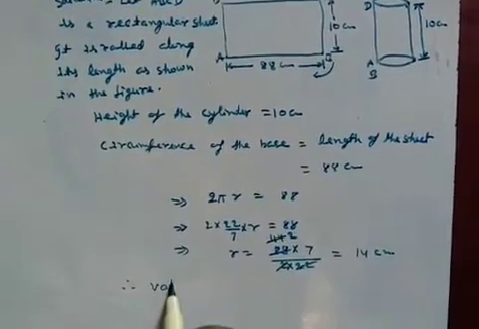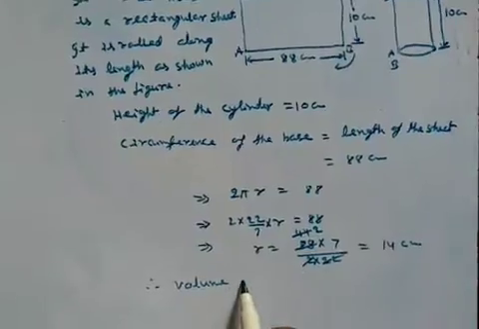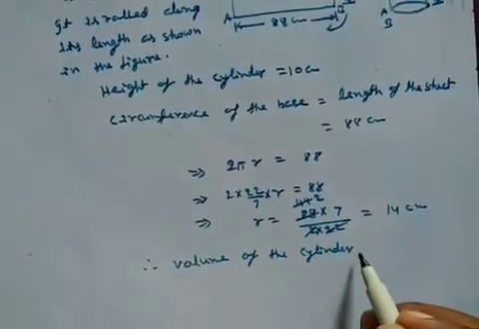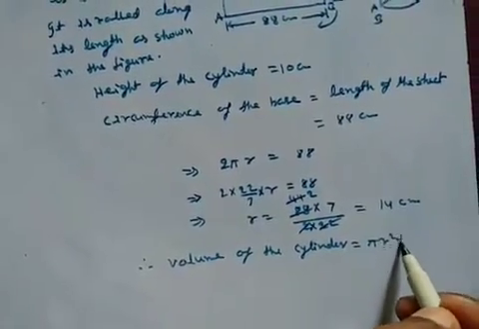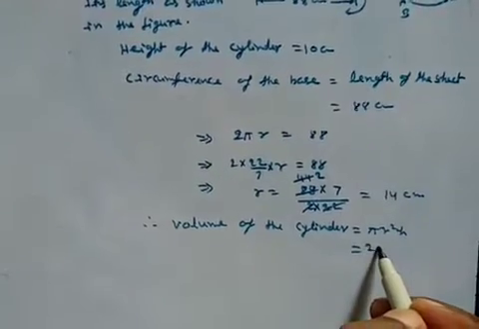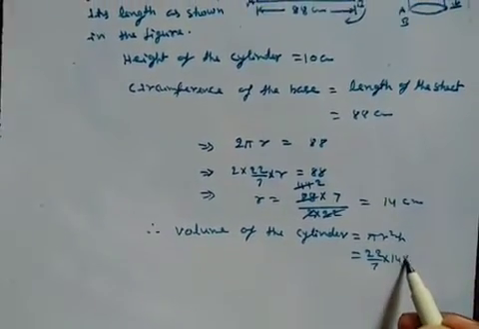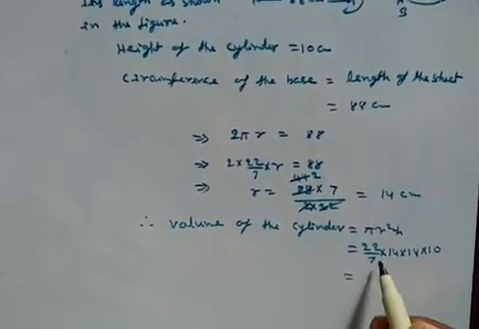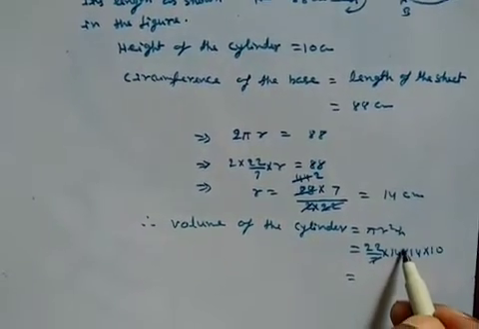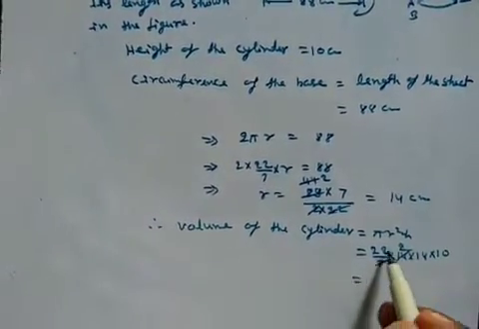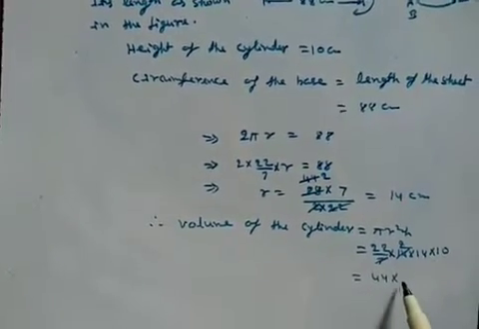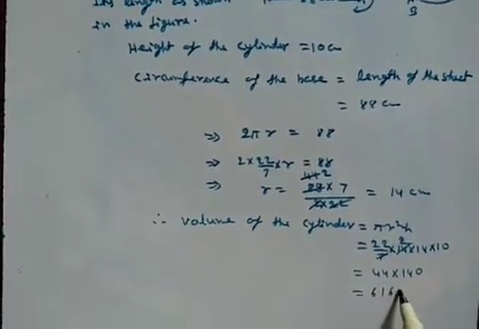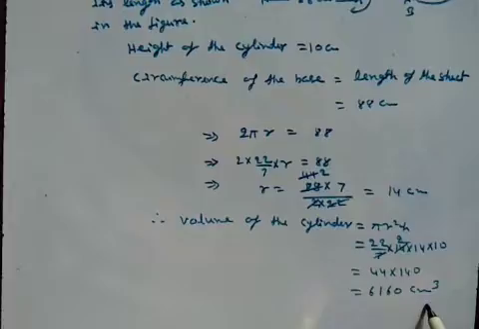So volume of the cylinder equal to pi r square h equal to 22 by 7 into 14 into 14 into 10 equal to 7 2 are 14 and 22 2 are 44 and 14 10 are 140 equal to 6160 centimeter cube. This is our answer.